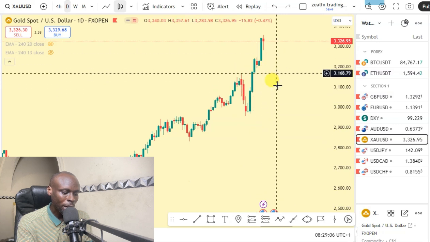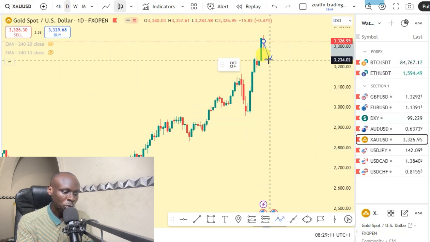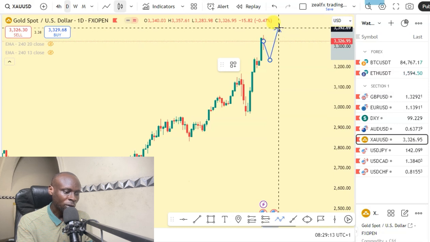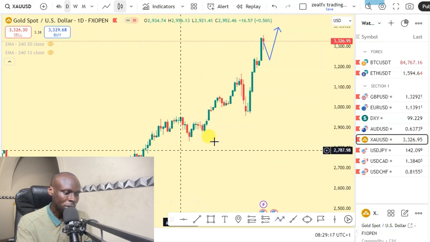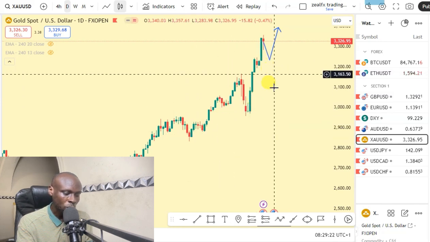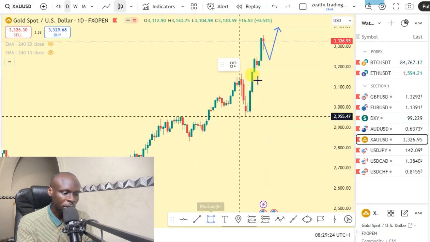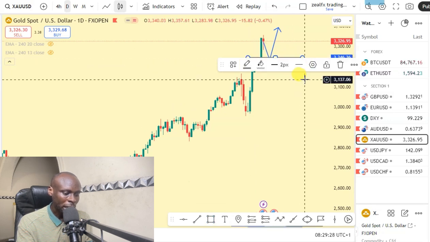We expect price to do a retest of this zone before we see a possible push higher for the gold USD, because you can see from my chart we have a series of higher lows. So long as we have a series of higher lows on gold USD, it will continue to push higher this week. We expect a buying opportunity from this zone with a price zone setup. Then we also expect a buying opportunity from this zone.